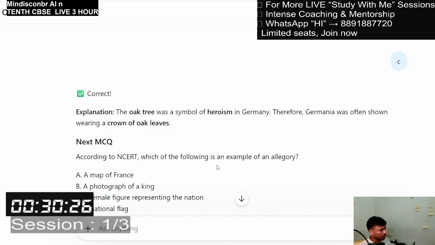According to NCERT, which of the following is an example of allegory? Map of France, photograph of a king, female figure representing the nation, a national flag. The answer is: female figure representing the nation.